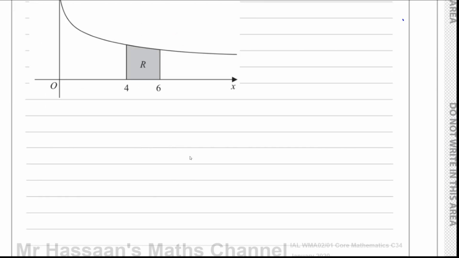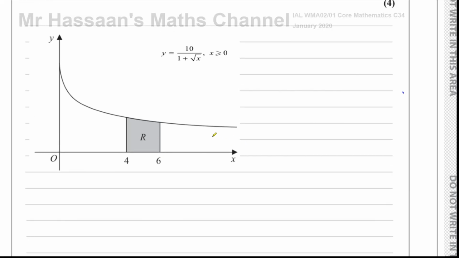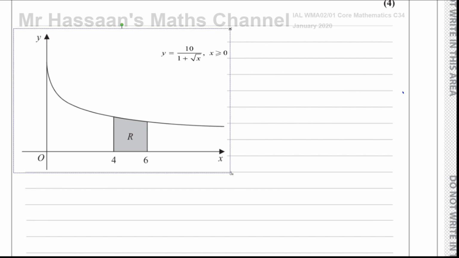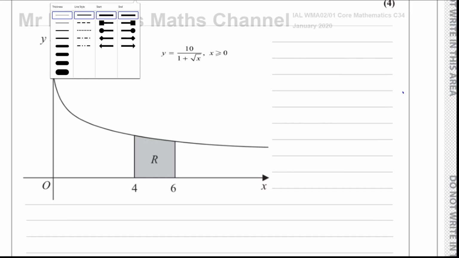Okay, so what we have to do here is find the area of this region, not by integration, but by using the trapezium rule. So we're going to be basically estimating the area. It won't be the exact answer. It will be an estimate of the answer, which is what is required because we're using the trapezium rule. So we're going to split up this area into four, you can say, strips of equal width.